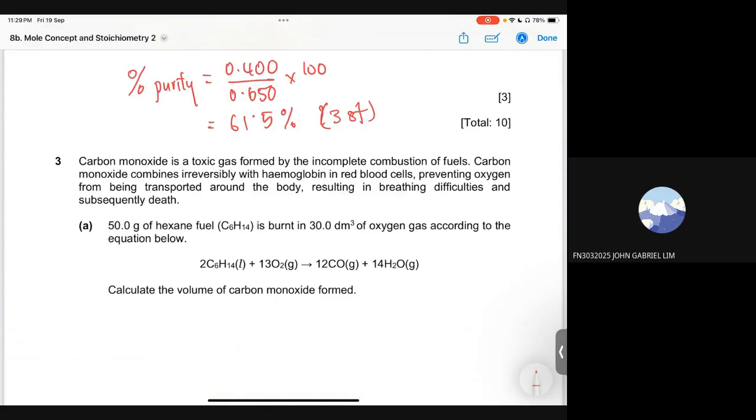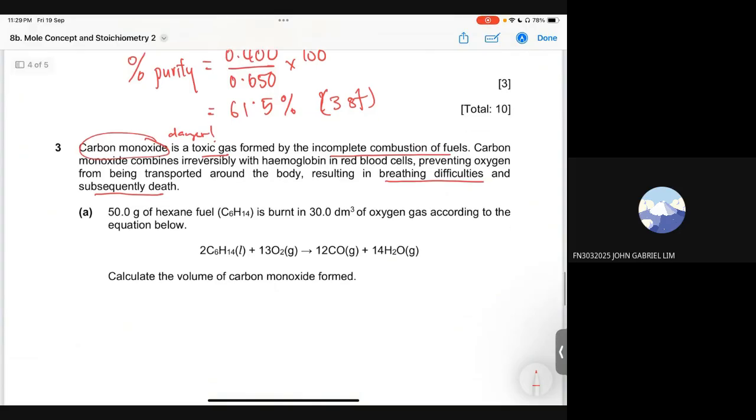So carbon monoxide is a toxic gas formed by incomplete combustion of fuels. Carbon monoxide combines irreversibly with hemoglobin in red blood cells, preventing oxygen from being transported around the body, resulting in breathing difficulties and subsequently death. So this guy is dangerous.